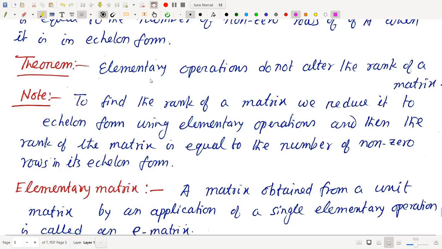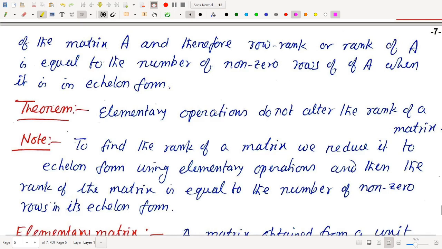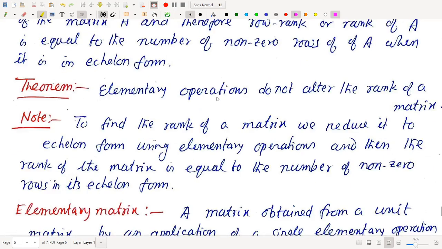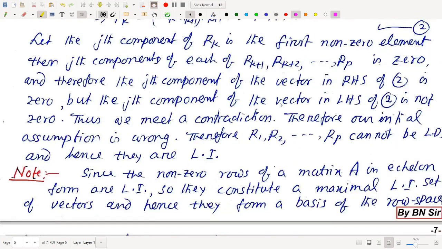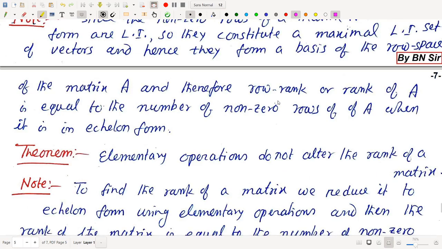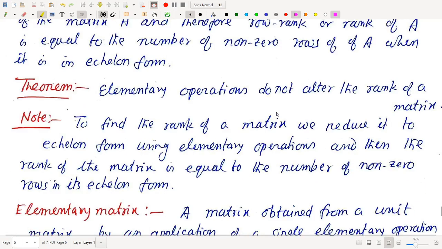Another theorem: elementary operations do not alter the rank of a matrix. That was already stated in the first lecture. So elementary operations do not alter the rank of a matrix. Here the third elementary operation was the ith row changed to the ith row plus k into the jth row. It means it is a linear combination: the ith row is replaced by a linear combination of the ith row and the jth row. But the row space itself is the linear combination of all row vectors. That's why the dimension will not change using elementary operations.